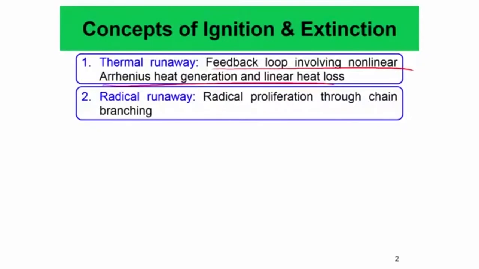So, on one hand you have this highly nonlinear Arrhenius heat generation, and on the other hand you have a linear heat loss. It is the balance of these that tells us whether, in a given state of the mixture, we would be able to have an ignition at all, which can be obtained by thermal runaway. Then there is a radical runaway. If radicals are produced at a fast rate through chain branching reactions, then you can also have this radical runaway, and it can lead to ignition.